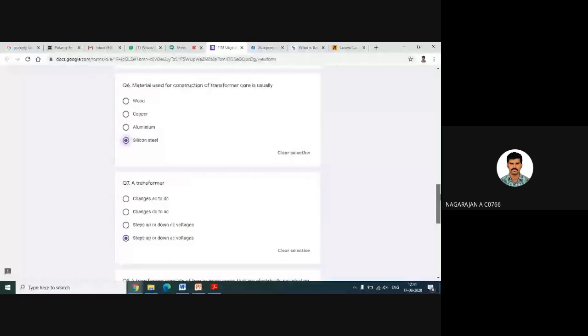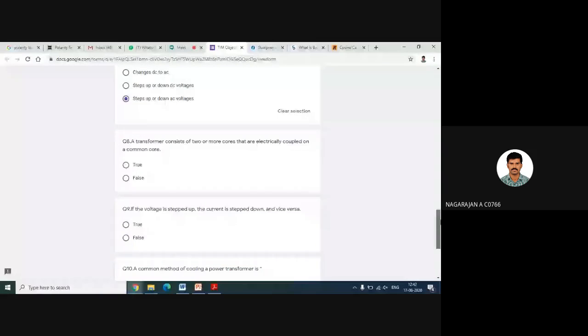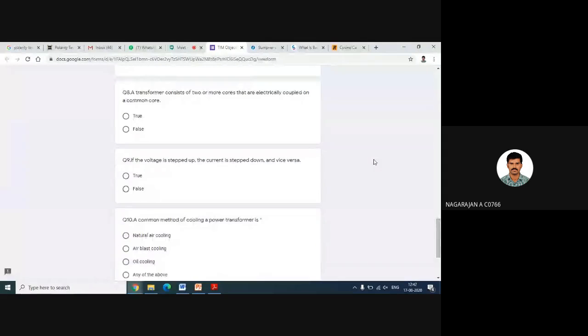Next question, the true or false type question. A transformer consists of two or more cores that are electrically coupled on a common core. A transformer is an electrical coupled device. Is it true? Are they electrically coupled? Nothing. False. The transformer is not electrically coupled. It is magnetically coupled, and it has a single core, but the core is laminated structure. The answer is false.